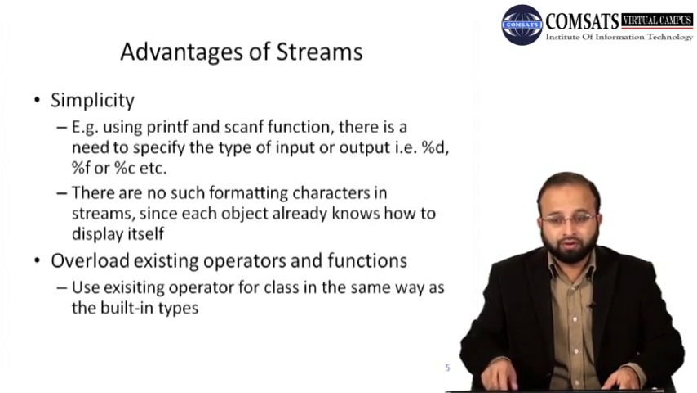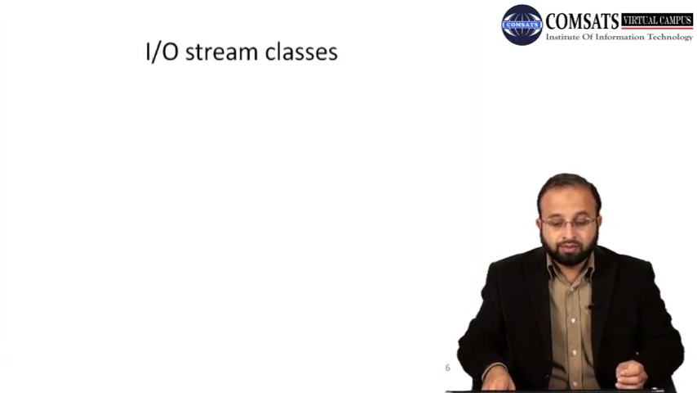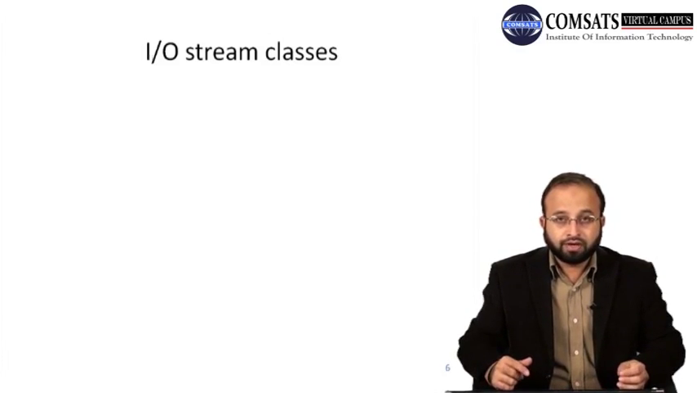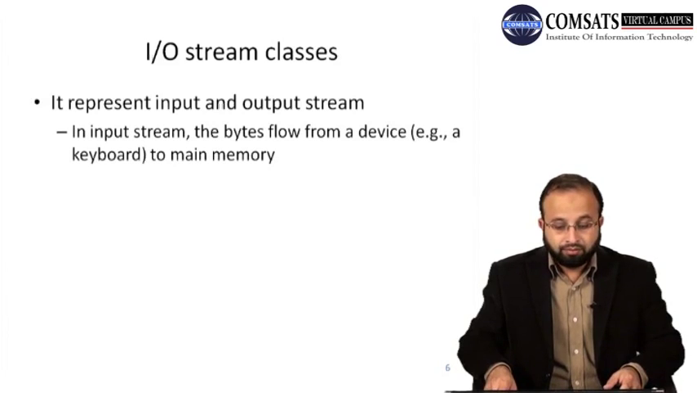topic of operator overloading. Now iostream class. Now IO stands for input and output operation. I/O. So I is input and O is output. Stream operations. Streams means flow of data. Input flow of data and output flow of data, right? So it represents input and output streams. So in input stream, the bytes flow from a device, for example a keyboard, to the main memory. So that is the input to the system.